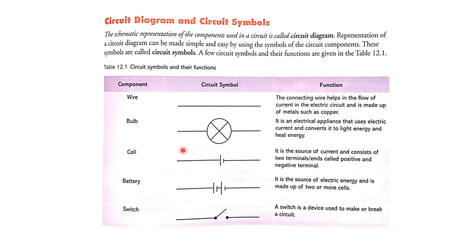Cell, this is the circuit symbol of the cell. It is the source of current and consists of two terminal ends called positive and negative terminal. Battery, this is the circuit symbol of battery. It is the source of electric energy and is made up of two or more cells. Switch, a switch is a device used to make or break a circuit. This is the circuit symbol of a switch.